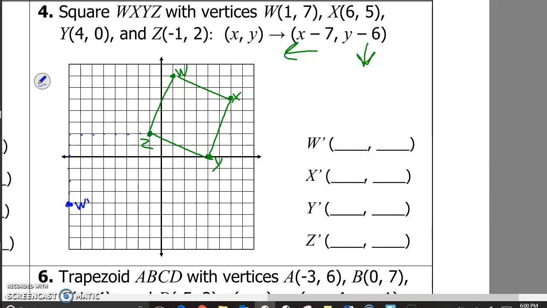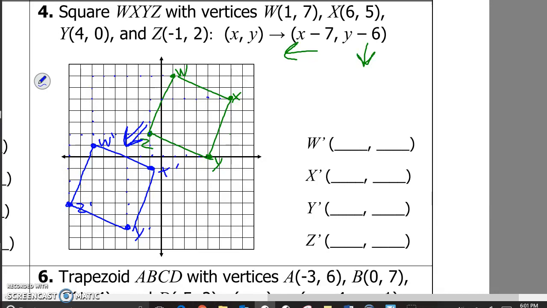point Z. And then W, 1, 2, 3, 4, 5, 6, 7, 1, 2, 3, 4, 5, 6. Y, 1, 2, 3, 4, 5, 6, 7, 1, 2, 3, 4, 5, 6. And X, 1, 2, 3, 4, 5, 6, 7, 1, 2, 3, 4, 5, 6. All right, we just did a translation.